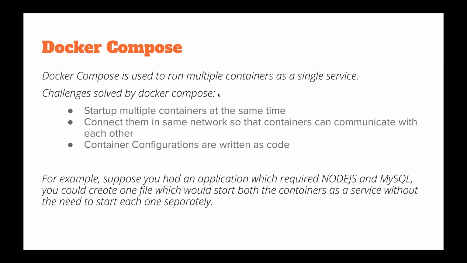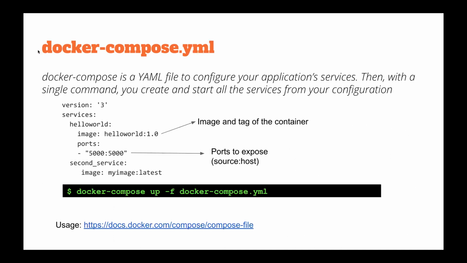So let me move ahead. The base of Docker Compose is the YAML file, which we can use to configure our application services. Once you have the Docker Compose file with all your services, you can use a command to create, start, stop, and restart the containers in your configuration. A typical Docker Compose file would look something like this. It has a version, which is the Compose file specification version, and a set of services. For example, this example shows how to run a hello world image with a specific tag, how to expose ports, and how to start a second service.